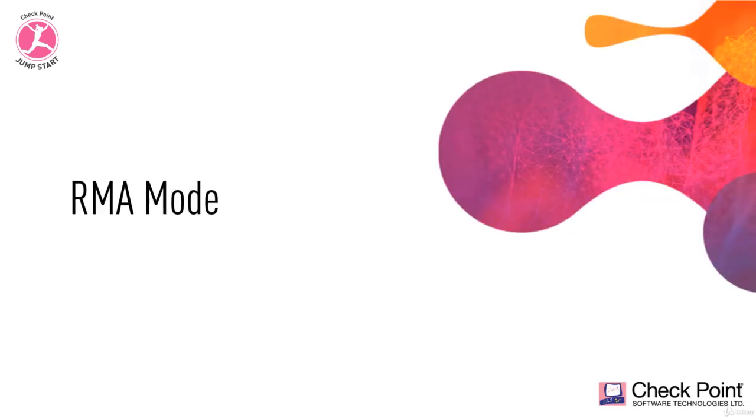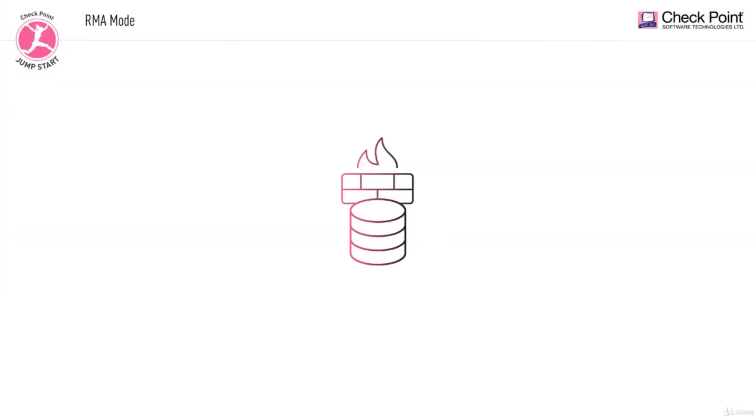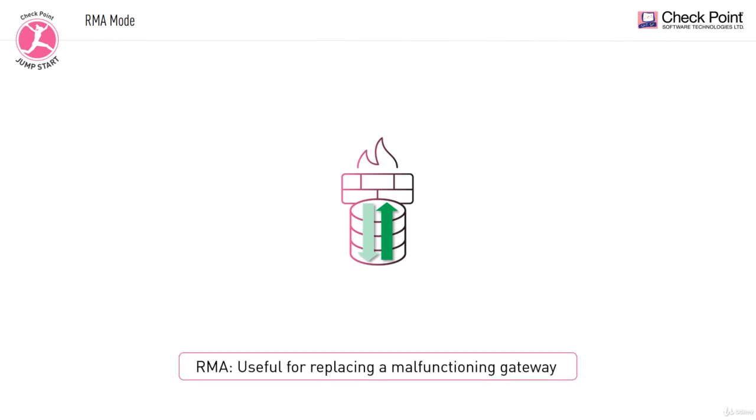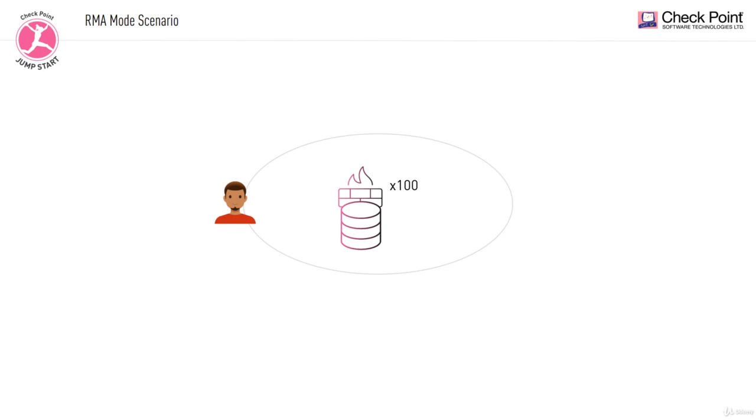In this last section of the lesson, we are going to cover a different use of CDT called RMA mode. This functionality is used to backup and restore gateway software and configuration information. This can be useful when you need to reconfigure a replacement to a malfunctioning gateway. Let's get back to Bob and examine his use of RMA.